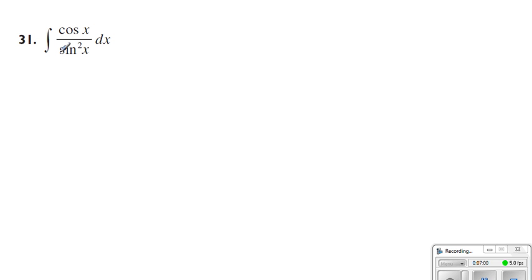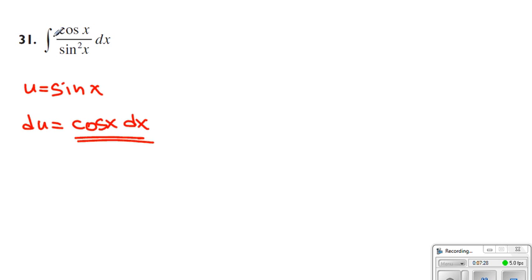Number 31. Now, when you look at number 31, it looks somewhat complicated. You can consider u equals sine of x, and we end up getting du becomes cosine of x dx, but that's exactly what we get to see over here. So therefore, this can be rewritten as 1 over u squared du. Then what does that become?